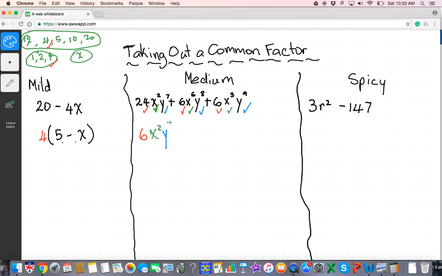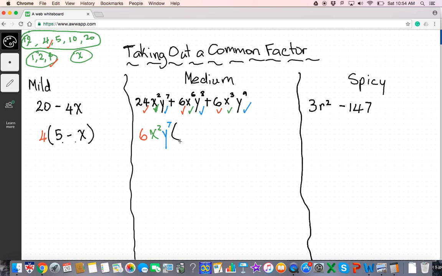Because y to the 7th can go into all of the others. All right, now that you have the greatest common factor taken out, we are ready to divide everything by the greatest common factor. And when you're approaching this, you want to do the numbers with the numbers, the x's with the x's, and the y's with the y's.